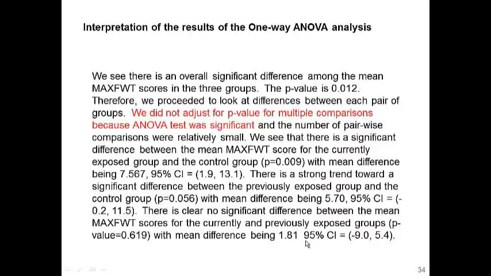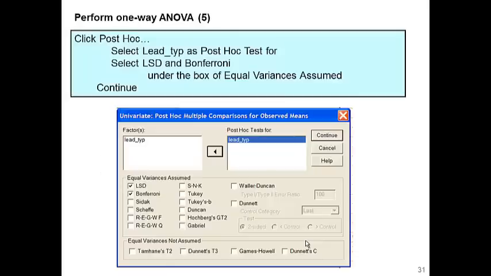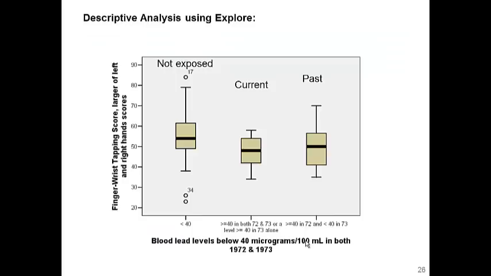So based on this analysis, what we detected is that the difference between not exposed and current exposure was significant, not exposed and past exposure had a trend but was not statistically significant, and then current and past was not statistically significant. So that was the result of our analysis.